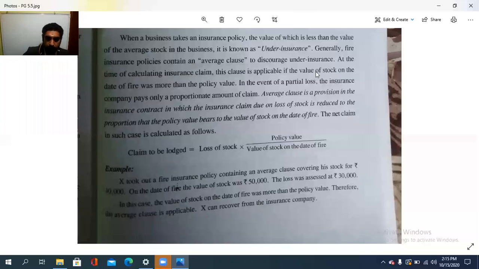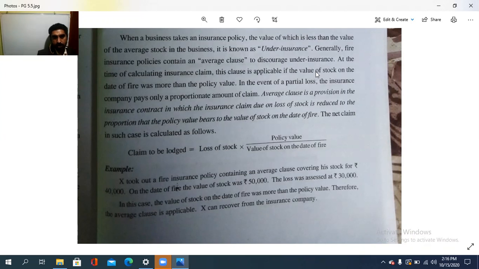So we will do this problem. X took out a fire insurance policy containing an average clause covering his stock for rupees 40,000. So the insurance claim will be how much? 40,000. On the date of the fire, the value of the stock was 50,000 and the loss was assessed at 30,000. In this case, the value of the stock on the date of the fire was more than the policy value.